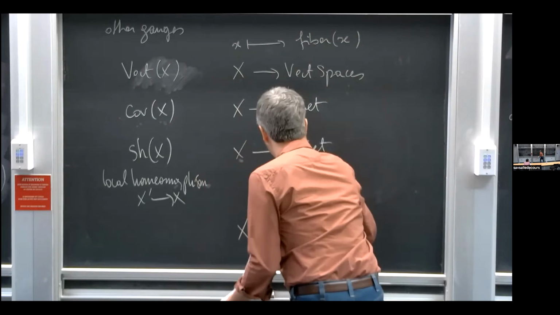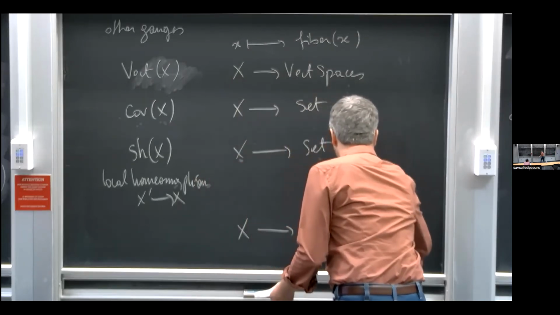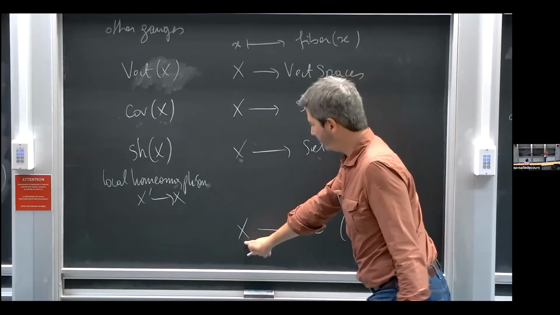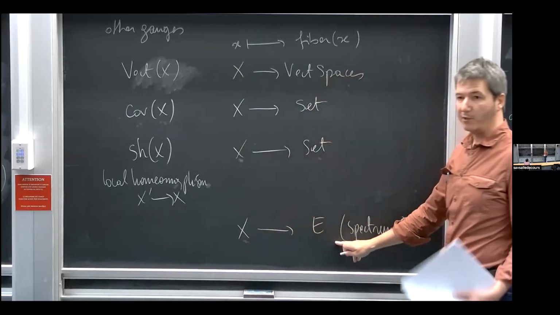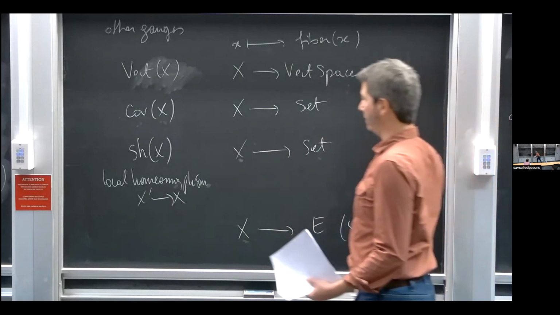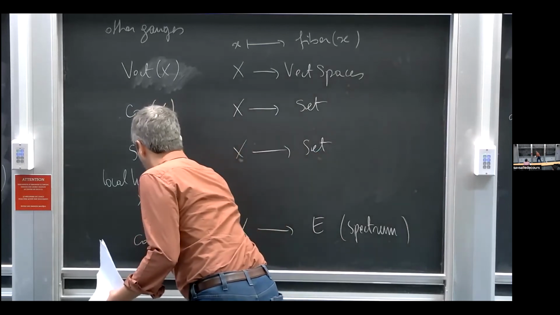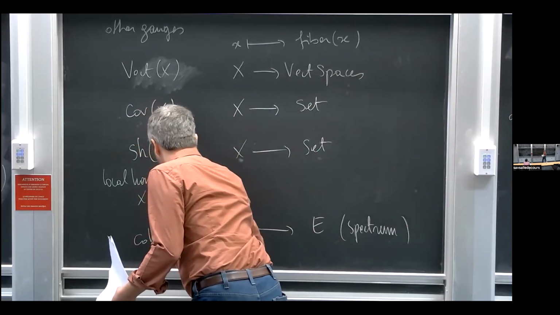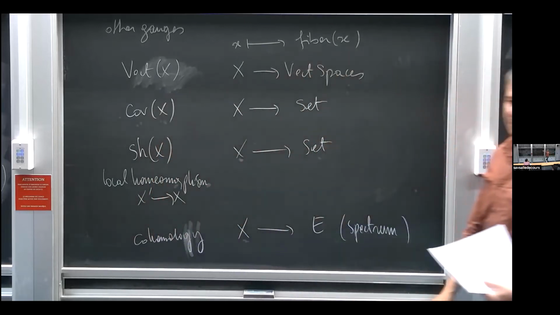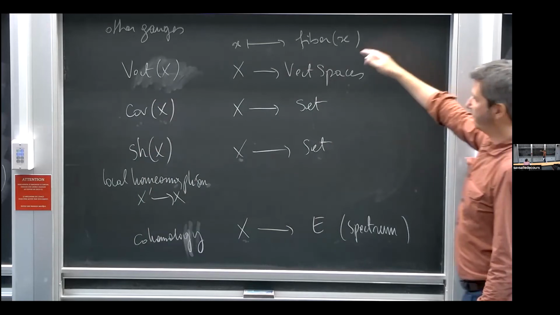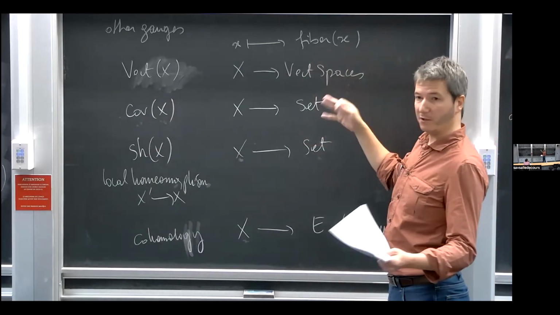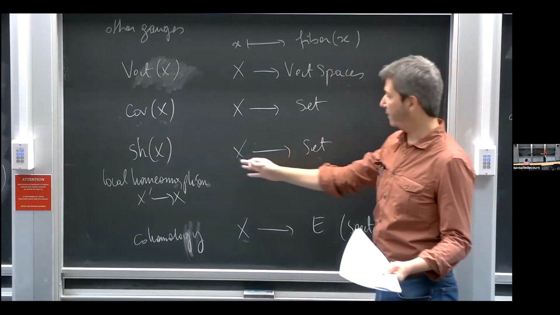I can look at functions of my space with value in a spectrum in the sense of algebraic topology. And so that's just the cohomology of X with value in E. And so there's a lot of other spaces of functions that we study for a given space, which have value in whatever. And that's a problem.